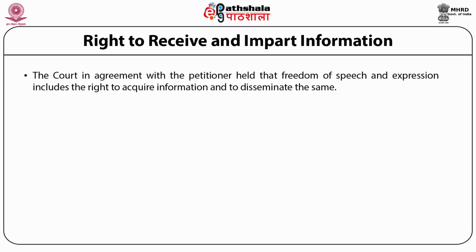The court, in agreement with the petitioner, the Cricket Association of Bengal, held that freedom of speech and expression includes the right to acquire information and to disseminate the same. Essentially, the CAB had the right to acquire the feed from the foreign satellite agency and then disseminate it across the country through the television channels.